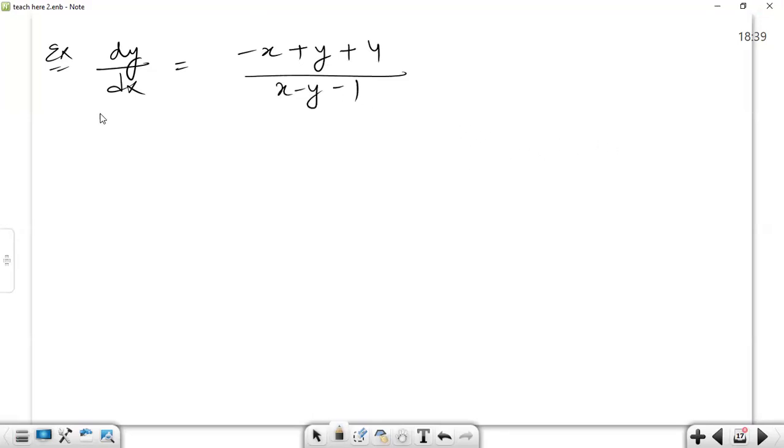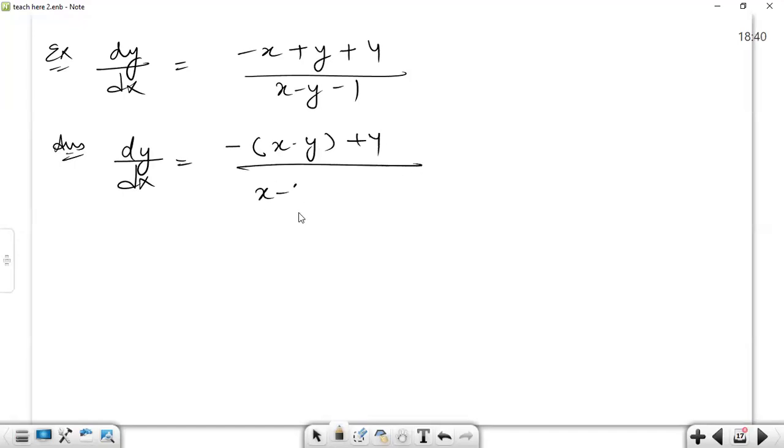Great. So this is our example. Now, if we try to separate the variables here, we will not be able to do so because of these added numbers. So from simply watching, we can see a pattern: if we take negative as common, it becomes (x minus y plus 4) divided by (x minus y minus 1). Now there is a common variable in the whole function. We can directly substitute x minus y as t.